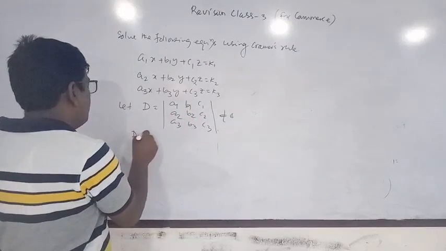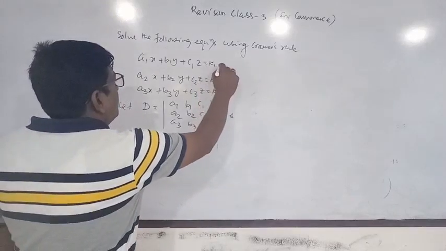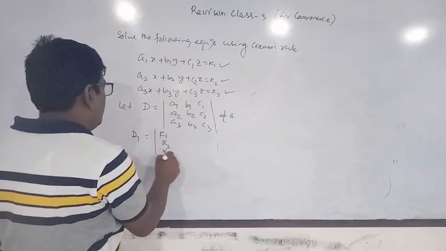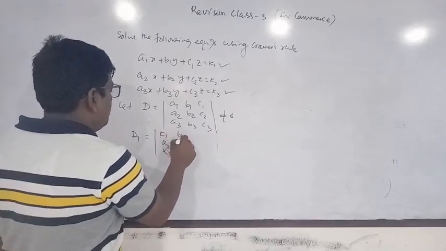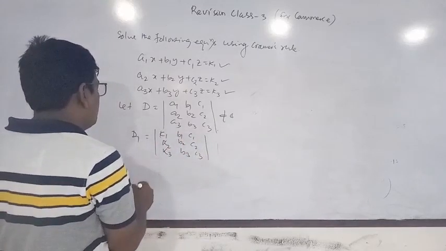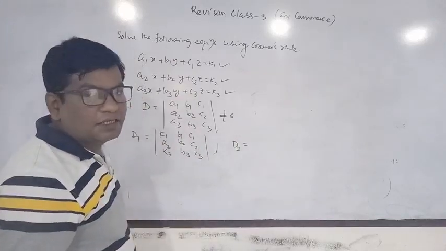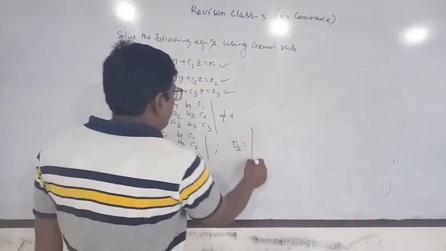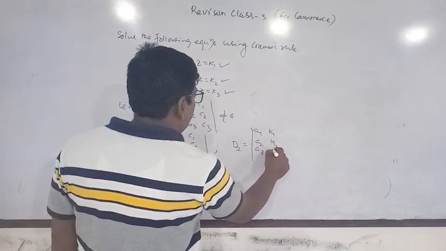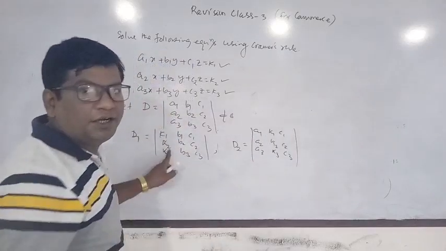D1 means, in place of column 1, write k1, k2, k3. The other two columns remain the same, that is b1, b2, b3, c1, c2, c3. Now D2 is equal to, write the right hand side elements for column 2, that is a1, a2, a3, k1, k2, k3 and c1, c2, c3. Find its value. Find D1, find D2.